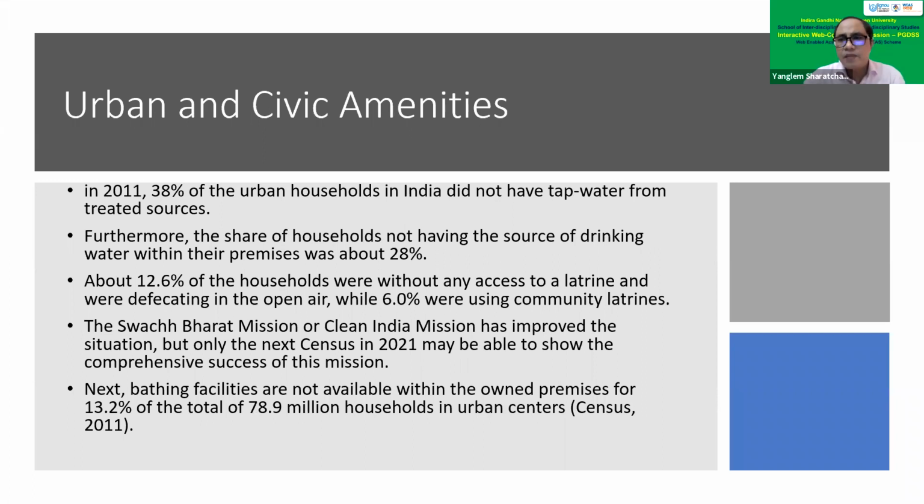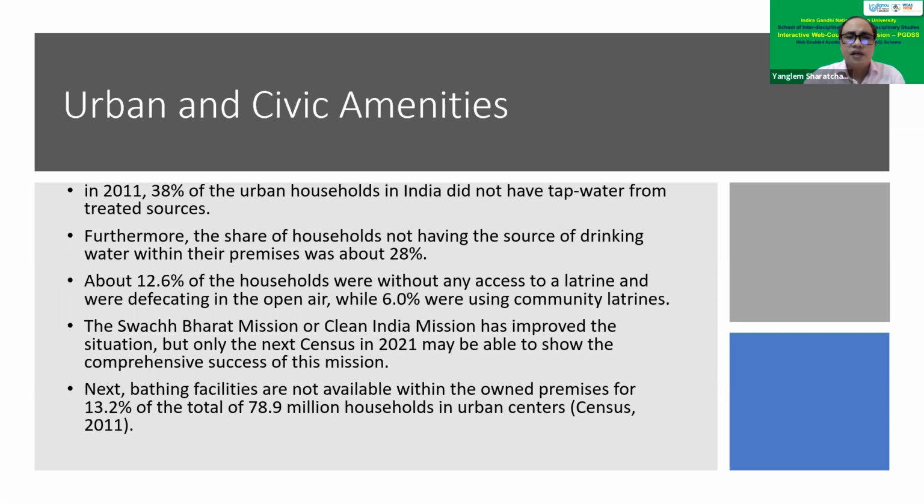Then urban and civic amenities. We know that on one side we are happy that urbanization is happening. It is a powerhouse of economy, but at the same time, if you look into some figures, we are not getting better civic amenities in urban areas. For example, in the 2011 census report, we have seen that 38% of urban households in India did not have tap water from treated sources, right?